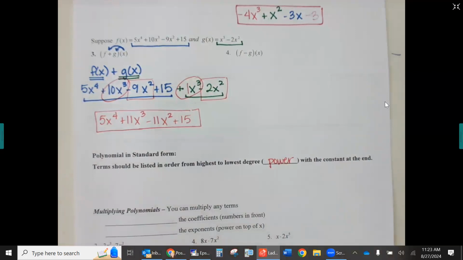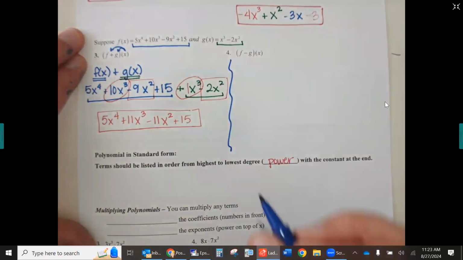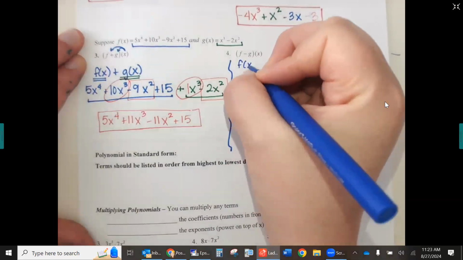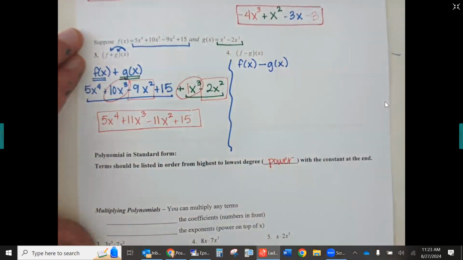Good? Okay, for the next one, what will I have to do on number 4 that I did not have to do on number 3? Distribute the negative. Very good. So for my first term, I'm going to put a little divider here. I'm going to copy my formula for f. This is f of x minus g of x.